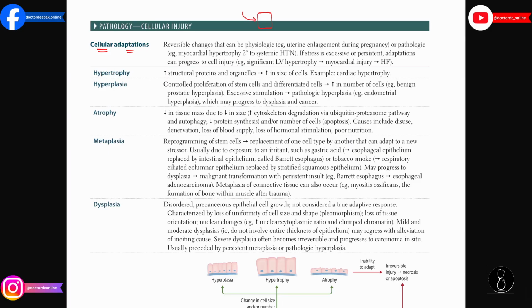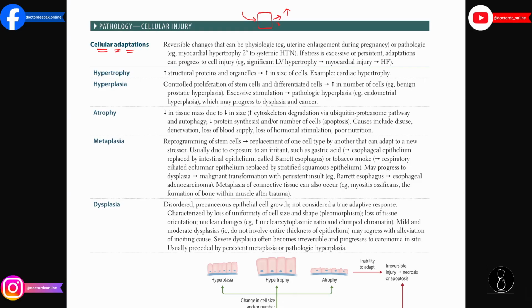Maybe it can increase its size, which we call hypertrophy. Maybe it can increase in number of cells, which is called hyperplasia. So basically, these are the growth changes at the cellular level which we call cellular adaptations. So this is the basic definition.